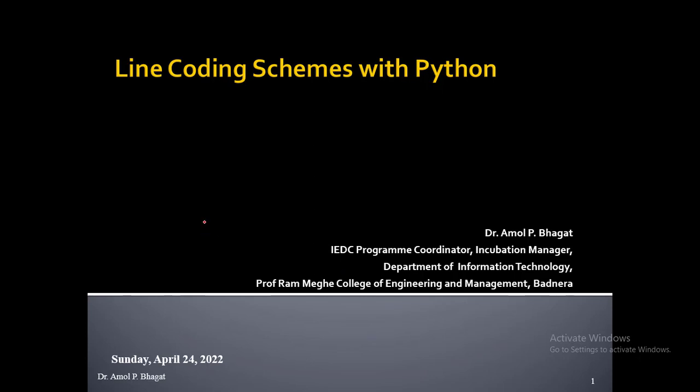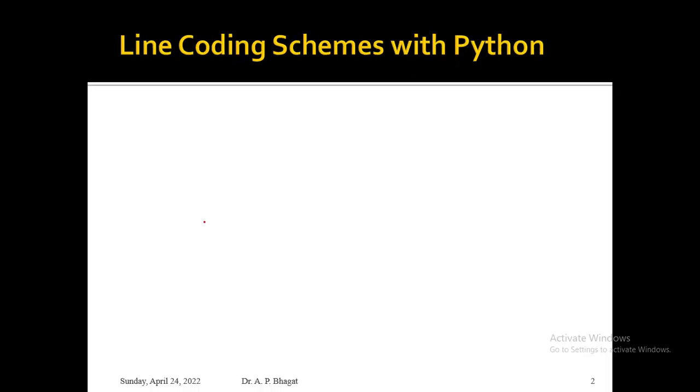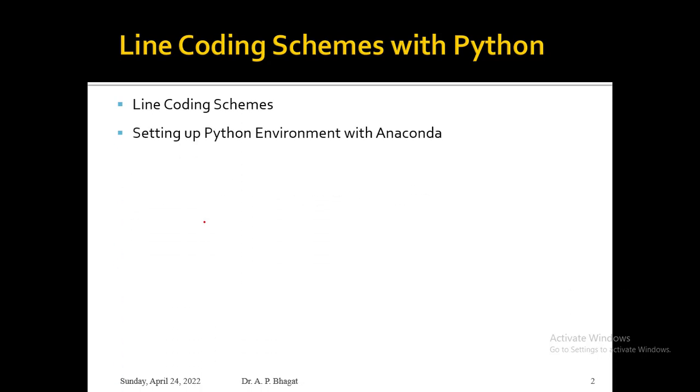Hello all. In today's session, we'll be discussing different line coding schemes. We'll see the implementation of different line coding schemes with Python. So quickly, we'll be going through what the different line coding schemes are. Then we'll see how to set up the Python environment with Anaconda for implementation of these line coding schemes. And finally, we'll go through the Python code for line coding schemes.